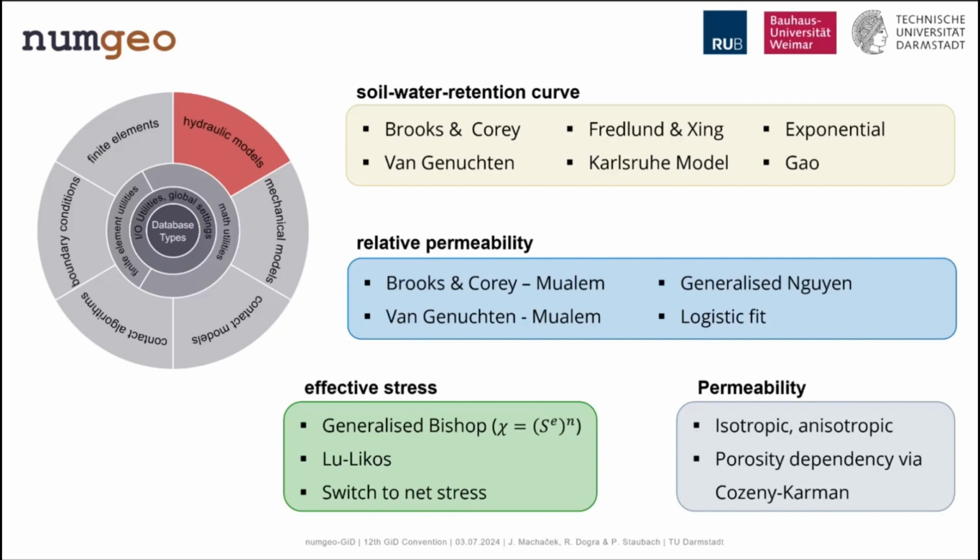For the hydraulic models, we implemented different soil water retention curves, starting from very basic models like the Brooks and Corey or Fredlund and Xing model to a more advanced constitutive model like the Karlsruhe model or the Gao model, incorporating effects of void ratio and also being capable of modeling hysteresis effects during cyclic drainage and wetting. In addition, we feature several models for the relative permeability, also different approaches to incorporate the suction into the effective stress, as well as different models for the permeability.